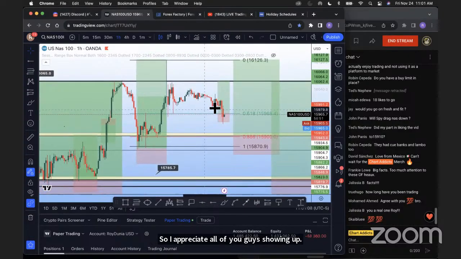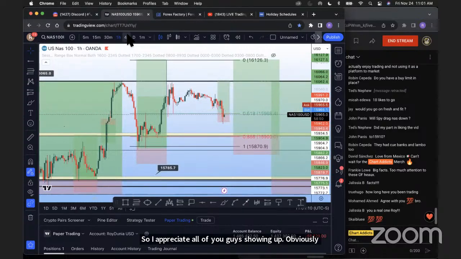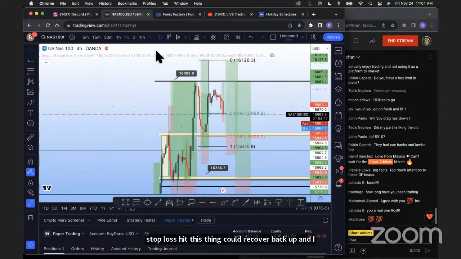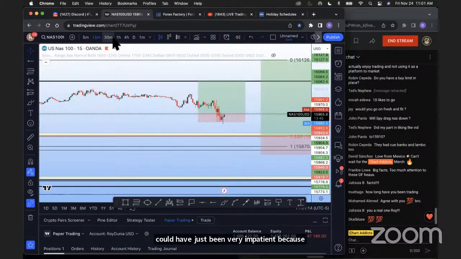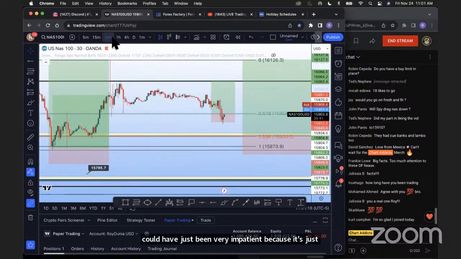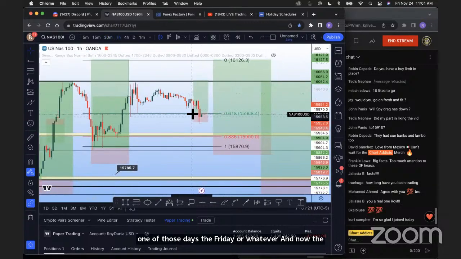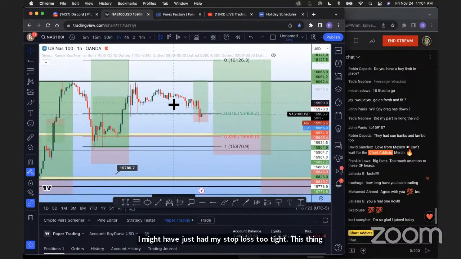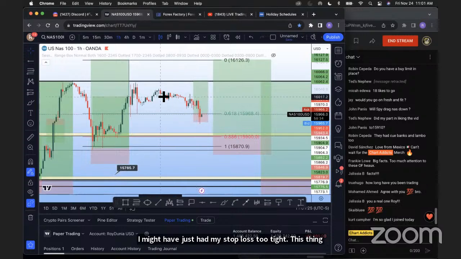Obviously, stop loss hit. This thing could recover back up, and I could have just been very impatient because it's just one of those days. It's a Friday or whatever. And now the more I look at it, the more I'm starting to realize I might have just been impatient. I might have just had my stop loss too tight. This thing could recover back up. If you're still holding the buys, just hold it, let it play out. Okay? It is what it is.